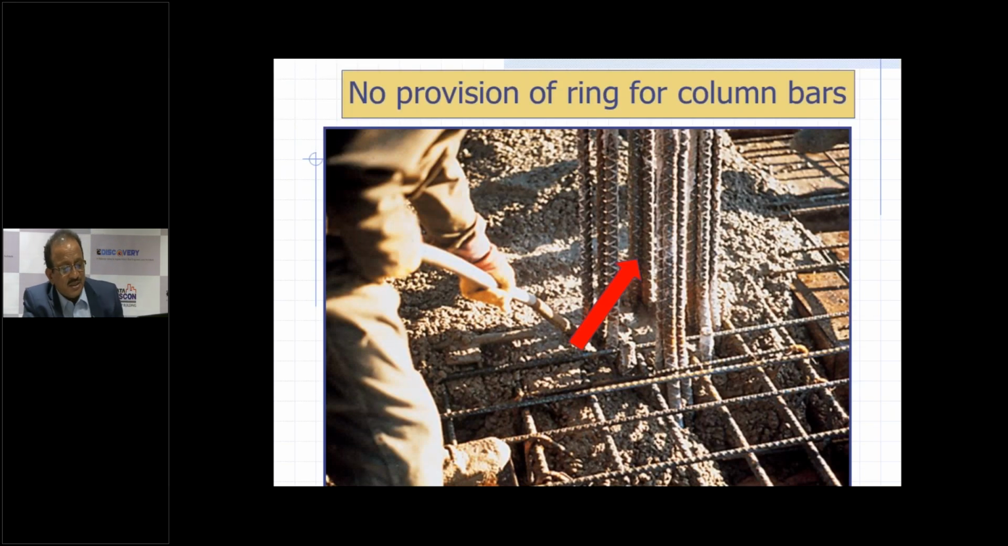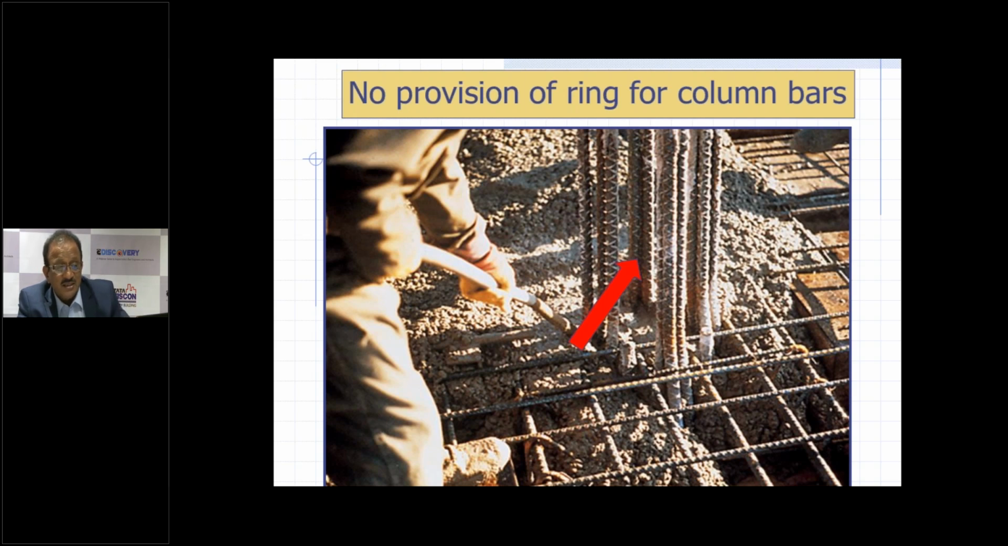Here you can see these column bars, this red arrow. These column bars are bunched together, and there is no ring provided for these column bars. This is not allowed. For at least 1 meter length, you should provide the rings around these bars as per the drawing, so that when the slab construction is over and the column construction is taken up, these bars are not displaced, because once the concreting is done, it is very difficult to move these bars, and if you move the bars, you are damaging the slab below. So provision of ring is very important.